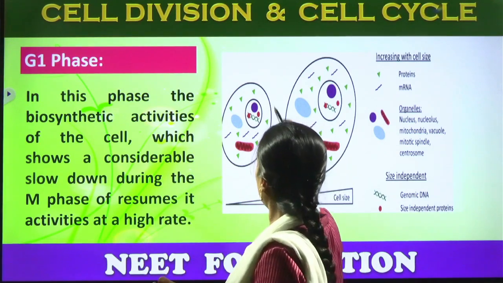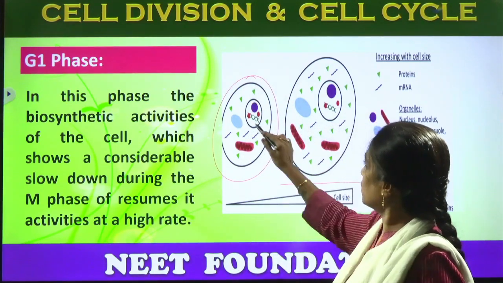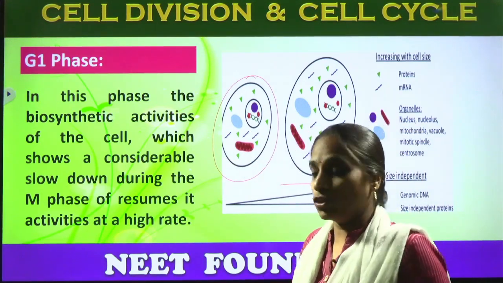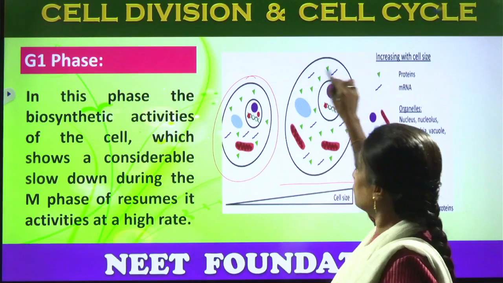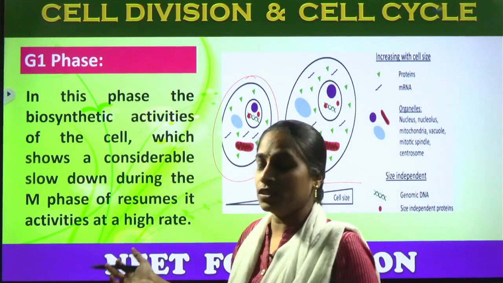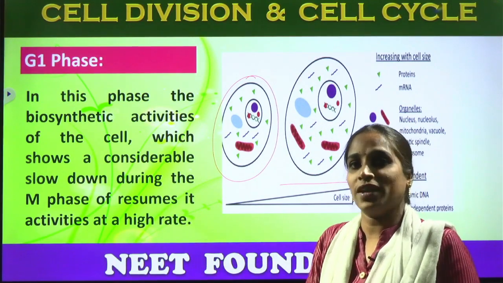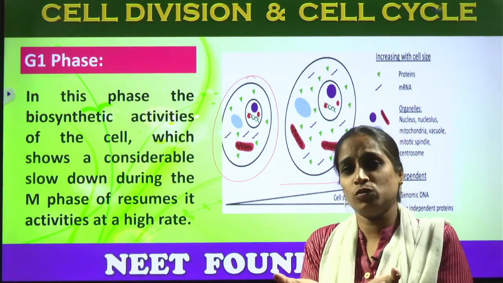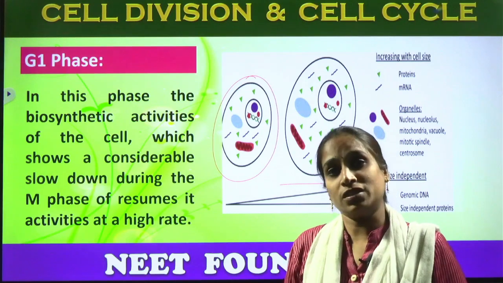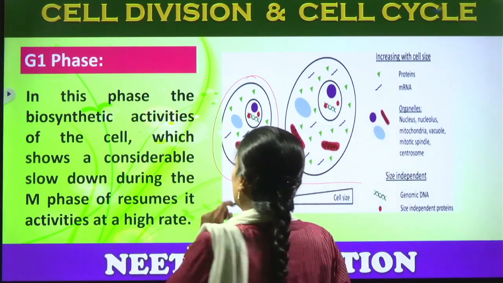In this phase the size of the cell increases. What is the difference between these two cells? This is a small cell and this is a large cell. This is based on the biosynthetic phase. In the G1 phase, because of this synthesis, the replication of DNA and the chemicals released, the size of the chromosomes will increase, and the formation of cell organelles can also be seen at the end of the cell cycle, the end of the mitotic cell division.